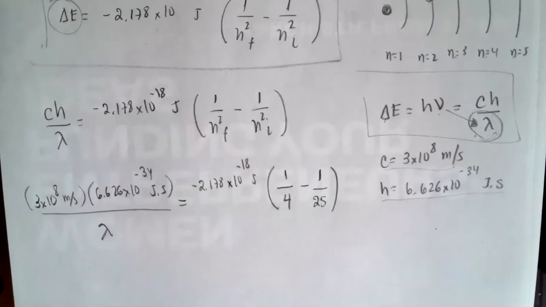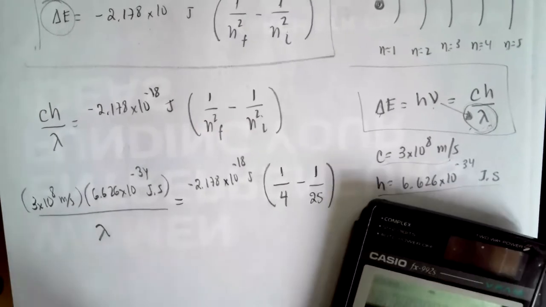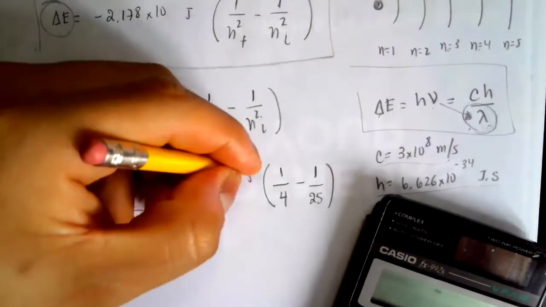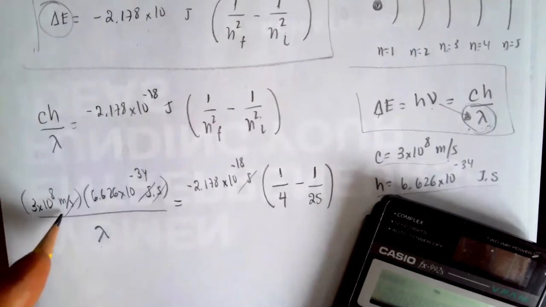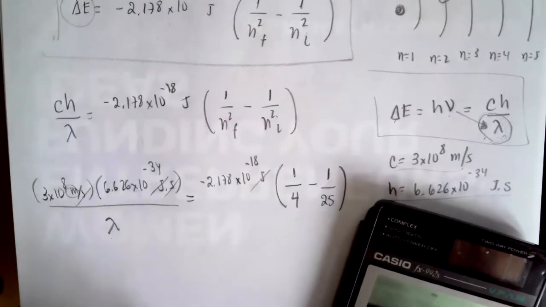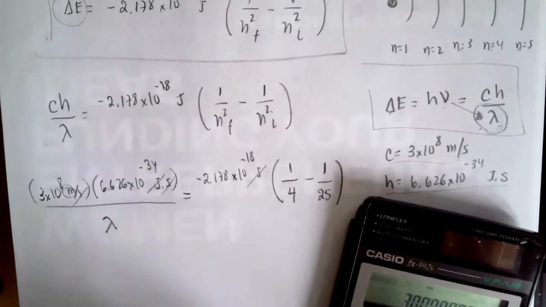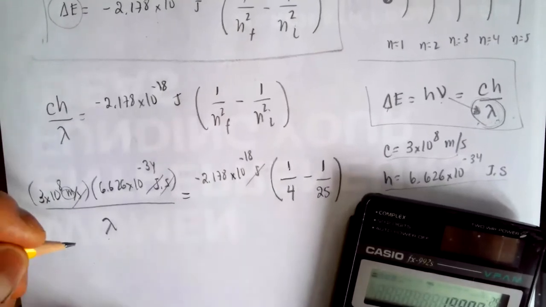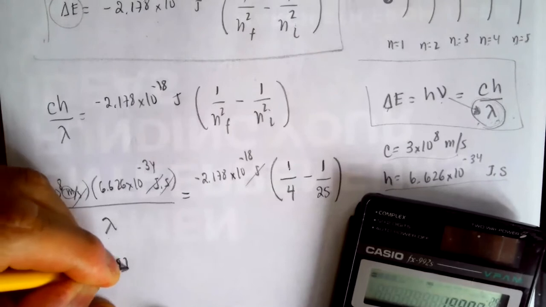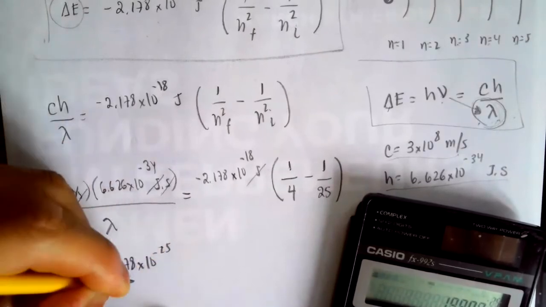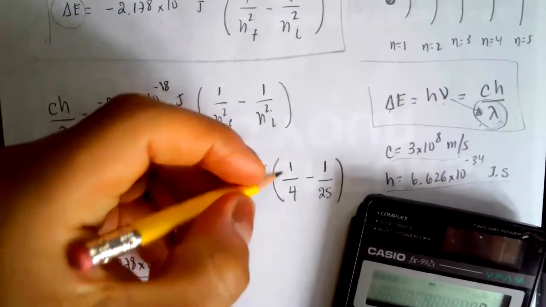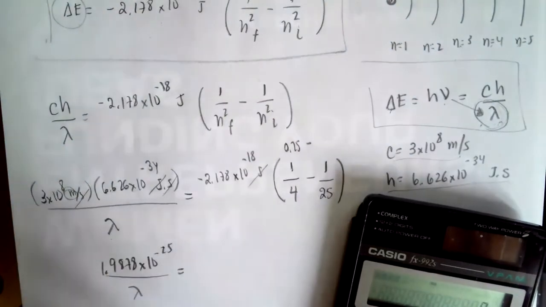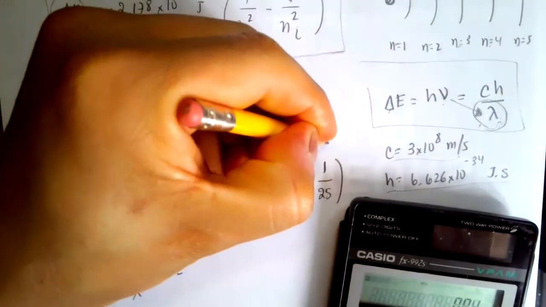I solve from this. It's going to be a lot of powers, definitely. Seconds with seconds cancel out. Joules and joules cancel out. And then lambda is going to be in meters. Let me see: 3 times 10 to the 8 times 6.626 times 10 to the minus 34. So this side is going to be 1.9878 times 10 to the minus 25. Lambda is equal to 1 over 4, which is 0.25, minus 1 over 25, that's equal to 0.04.